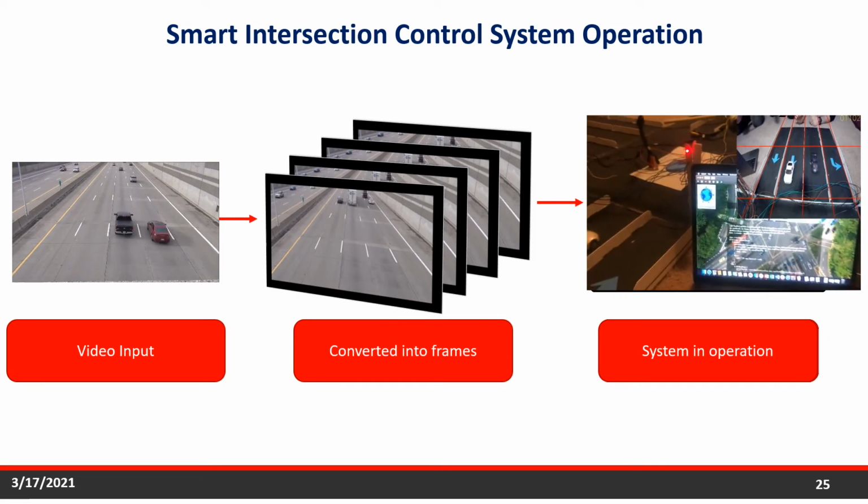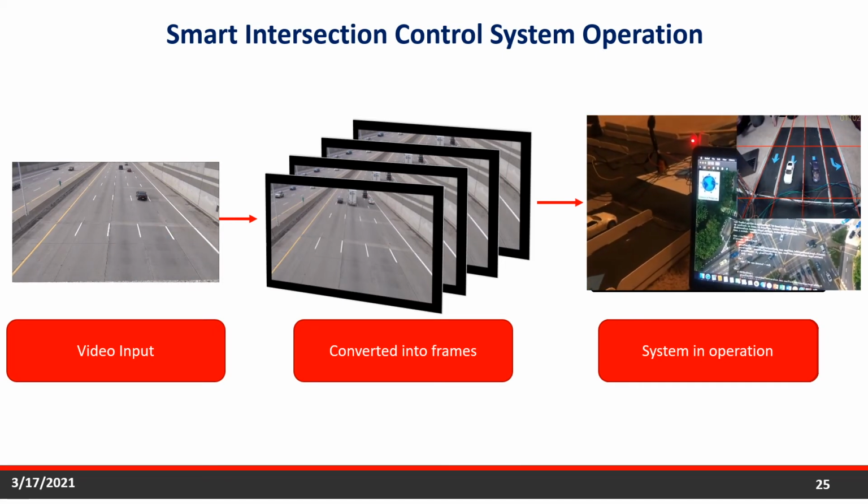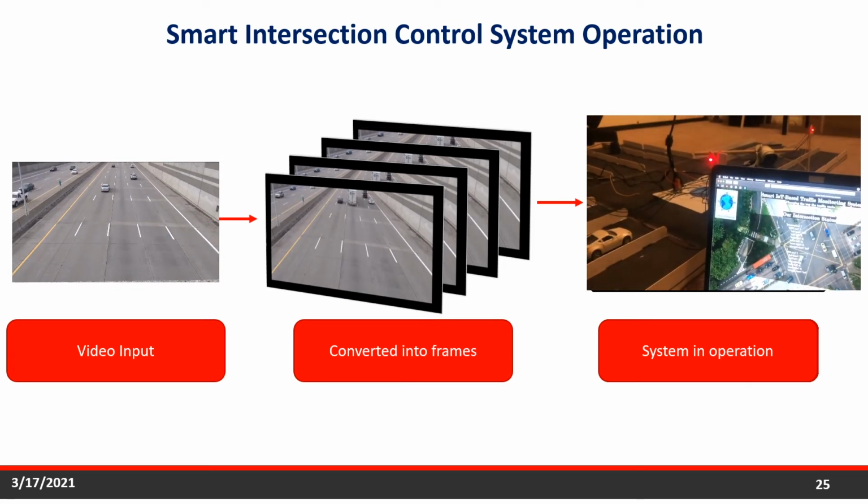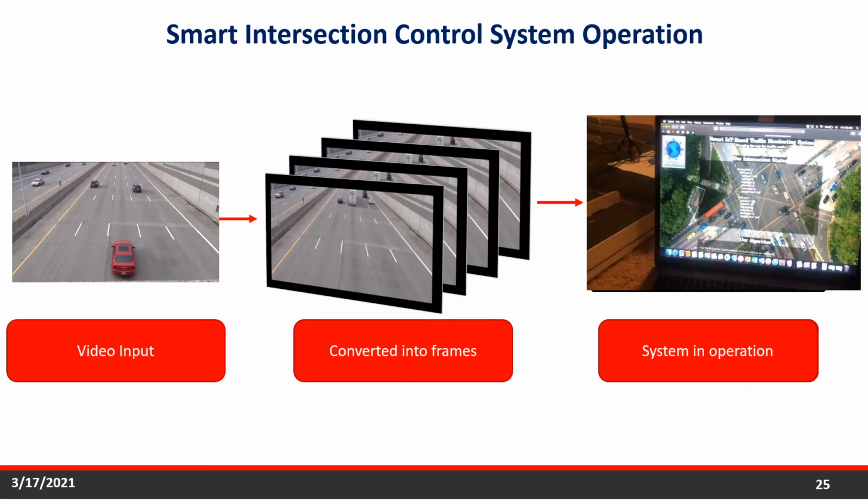Finally, we saw the system in operation. As cars approach the traffic light, the camera stream is processed and traffic is detected. Based on the incoming traffic, traffic lights turn green.